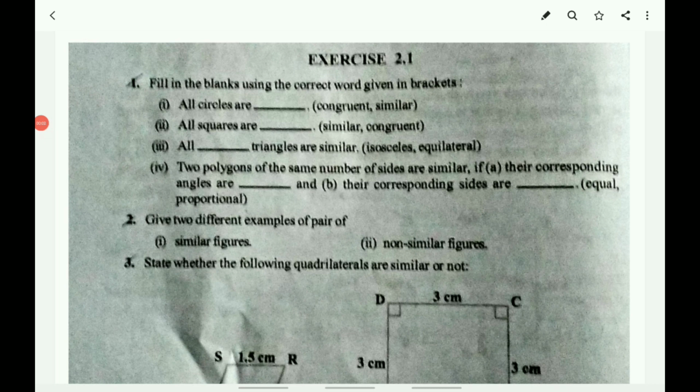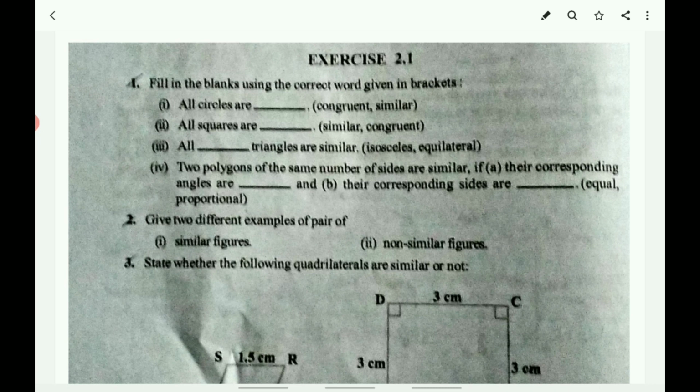So let us see exercise 2.1. Fill in the blanks using the correct word given in brackets. First one: all circles are dash. Here there are two words, congruent, similar. Which word is suitable here? Circles are said to be congruent if they have the same radii. But here, all circles means there is no guarantee of having the same radii. So you can write all circles are similar.